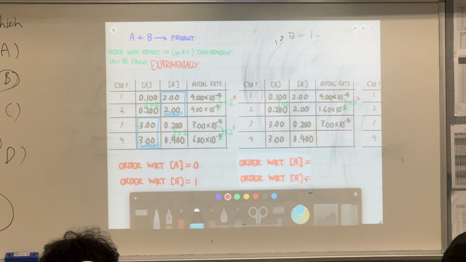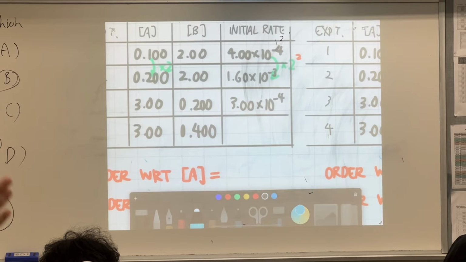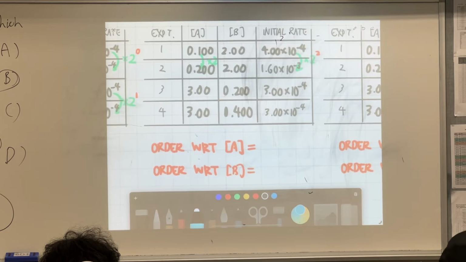Second order, okay? And likewise, let me show you another set of data. What again here? It went from 3.0 times 10 to the power of 4 to this. So what is the order with respect to B this time? 0 order, because there's no change in the rate. No change in rate means it's 2 to the power of 0. So it's 0 and 2.